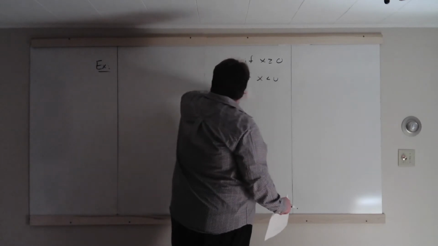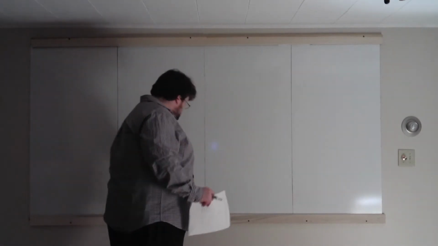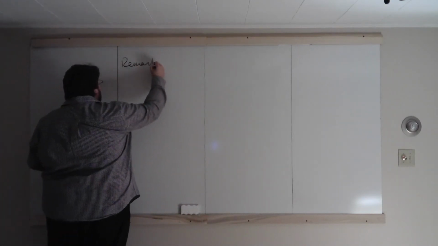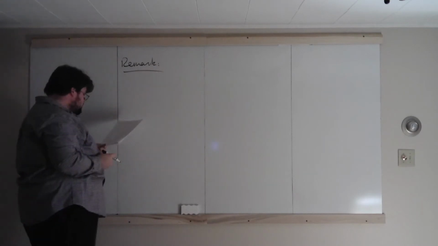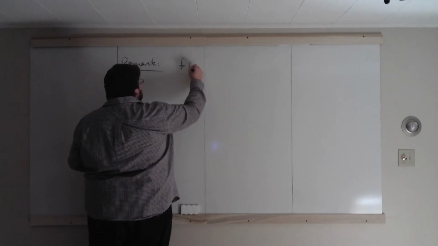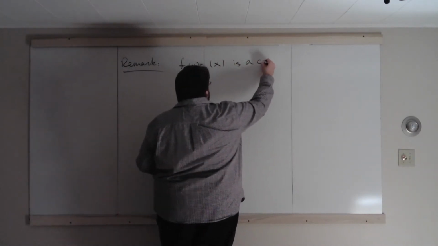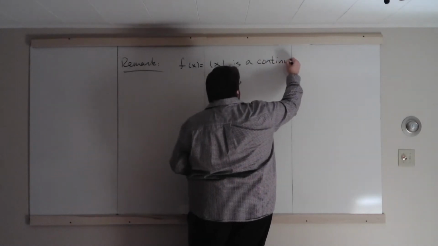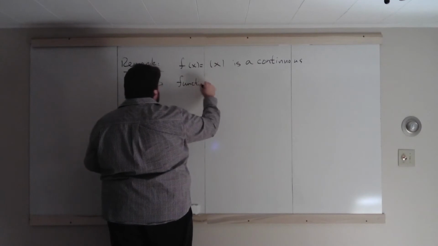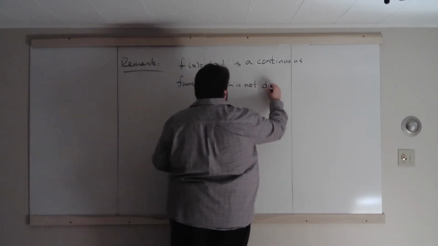So let's consolidate that as a remark. Remark. Oh, maybe I should draw a graph first. Okay. f of x equals absolute value of x is a continuous function which is not differentiable.